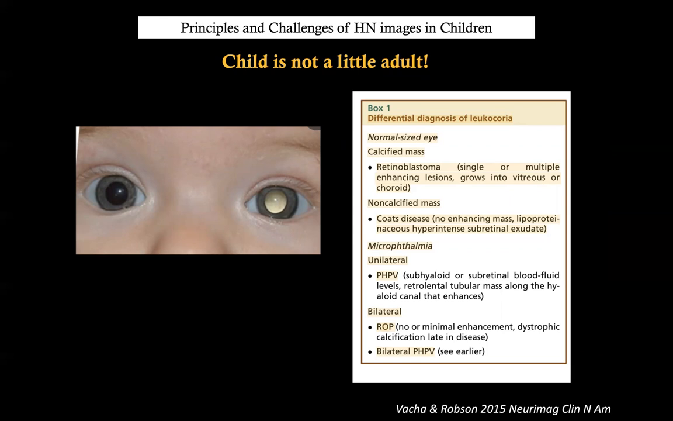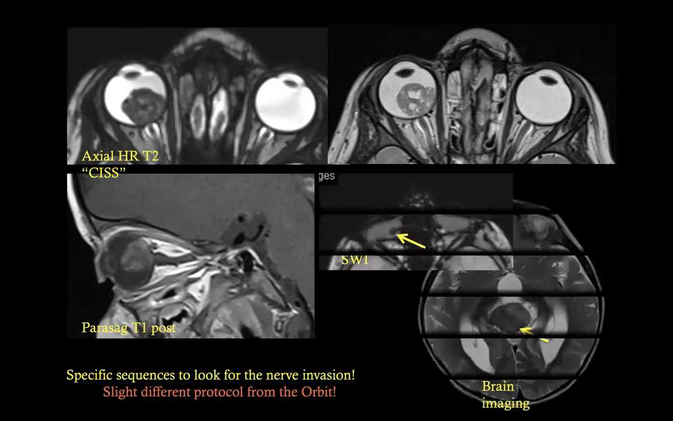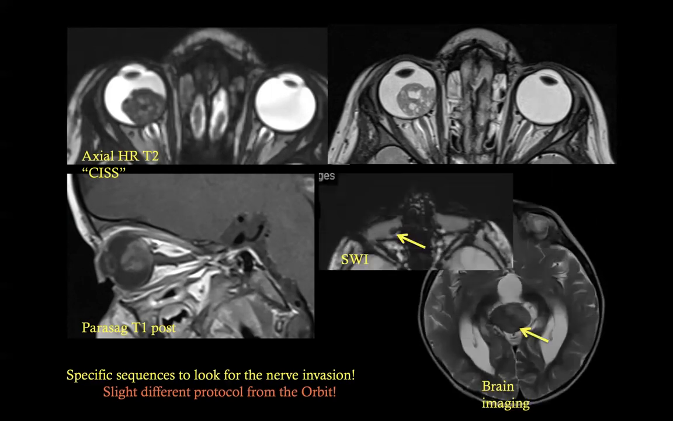And how does it change? Well, it depends on what we want to diagnose. First of all, they need to know about the cranial nerves invasion, that's for sure, but also they need to know about the presence of calcification in this lesion that is useful for the differential diagnosis, and also we need to have a proper look at the brain and sometimes the spine, because of course these children can have trilateral retinoblastoma or even leptomeningeal dissemination.